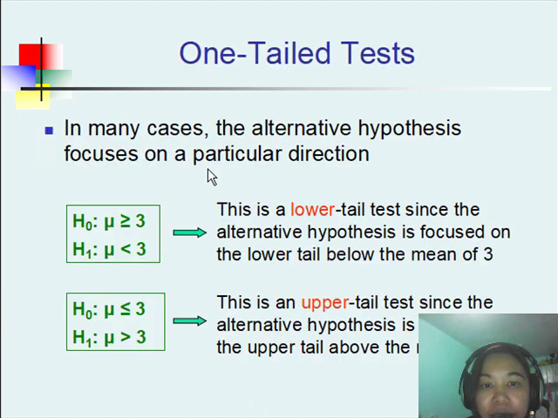Okay. So in many cases, the alternative hypothesis focuses in a particular direction. So here we could also write our null hypothesis as greater than or equal to, and then against the alternative that it must be less than. Okay, and we reject the null hypothesis. We say that there is sufficient evidence that the population mean is really less than the hypothesized value of the mean. Okay, so if your null hypothesis is less than or equal, the alternative must be greater than.